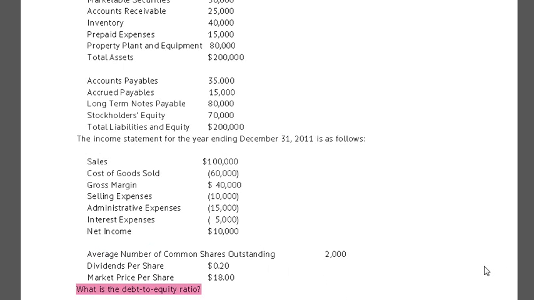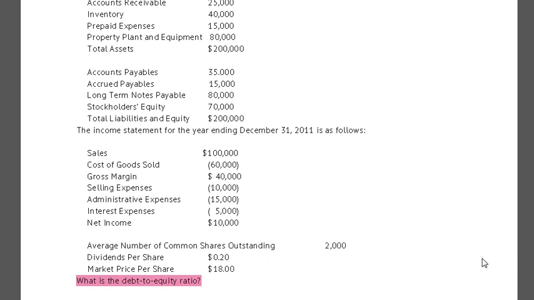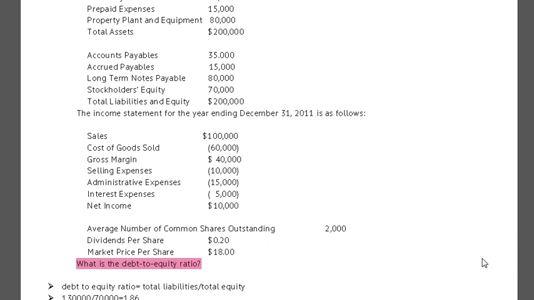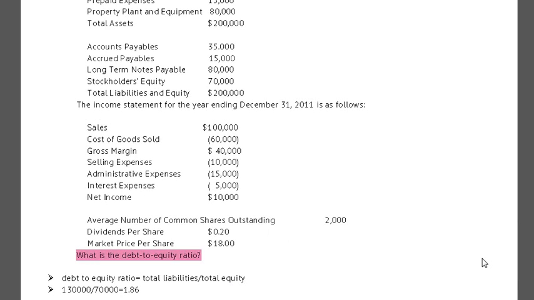Problem number 70. In this problem, they're asking you to calculate the debt to equity ratio. Make sure you've checked out page 505 in chapter 13 for all of these formulas. For the debt to equity ratio, it's total liabilities divided by total equity. Our total liabilities are accounts payable, accrued payables, and long-term payables. And then we're going to divide that by our equity. Stockholders' equity of $70,000 gives us 1.86.